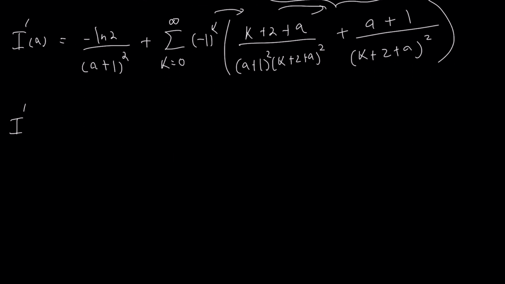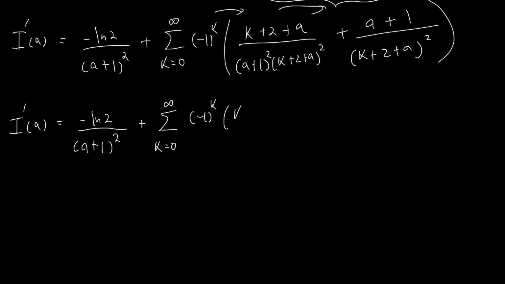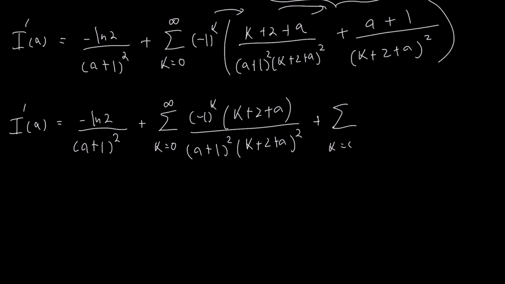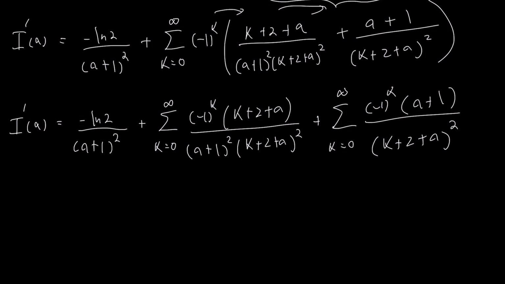So we have I prime of a is negative log 2 over a plus 1 squared. And then we'll have plus the sum from 0 to infinity, negative 1 to the k, times k plus 2 plus a divided by a plus 1 squared, k plus 2 plus a squared. And then we'll have plus the sum from 0 to infinity, negative 1 to the k, a plus 1 divided by k plus 2 plus a squared.